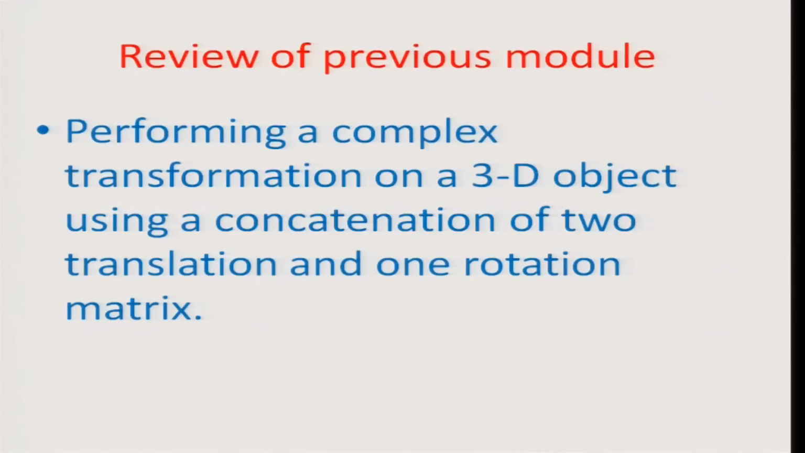A quick recap of the last module. We actually discussed in the last module how to perform a complex transformation process on a 3D object with respect to an orthogonal coordinate system using a concatenation of 2 translation and 1 rotation matrix.